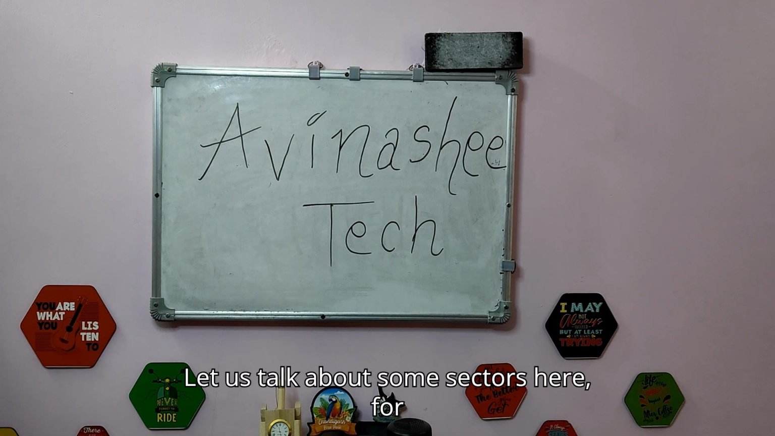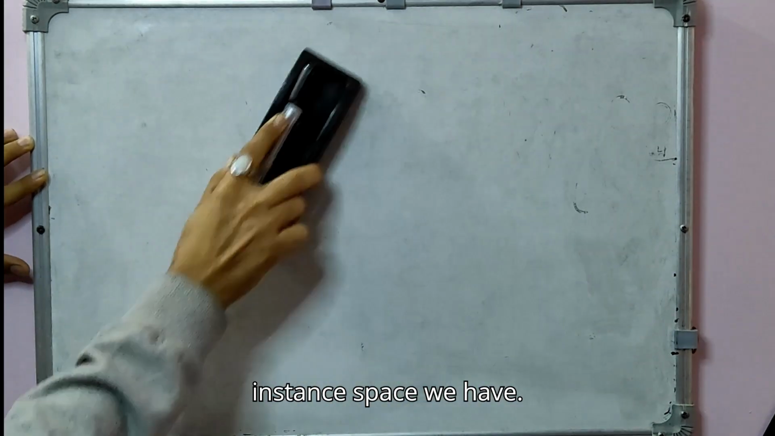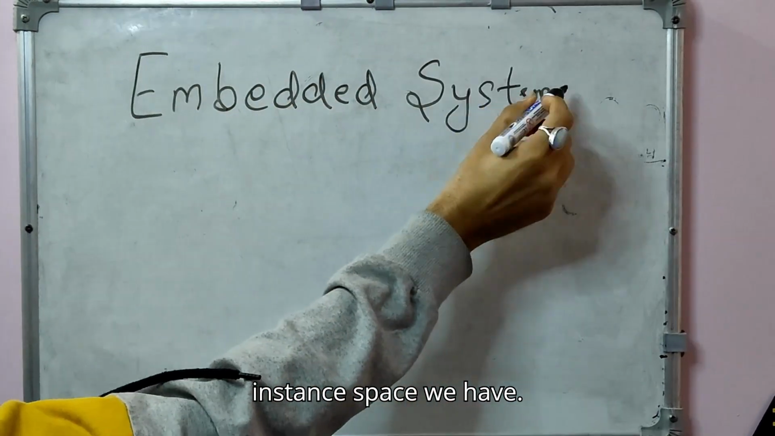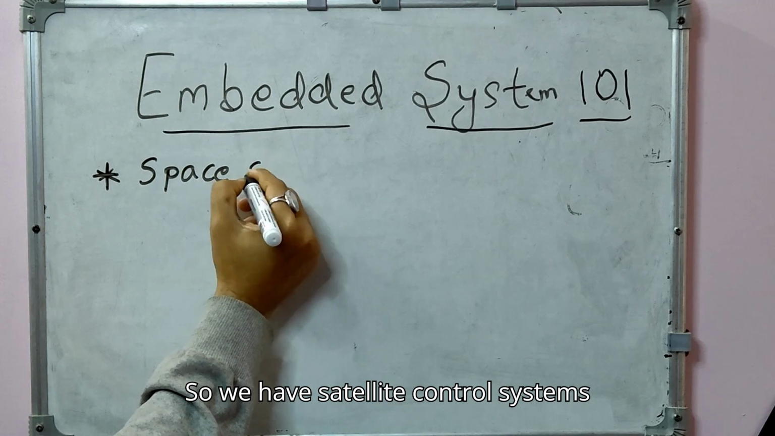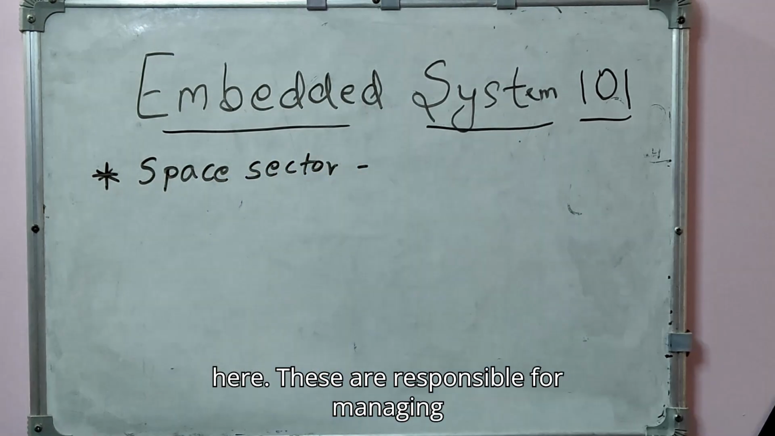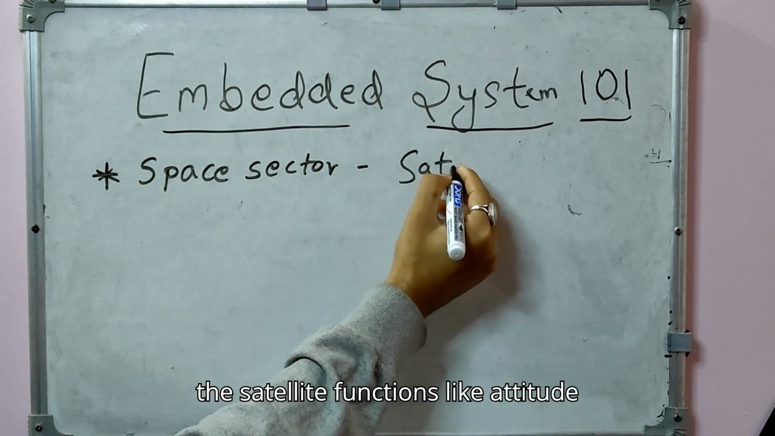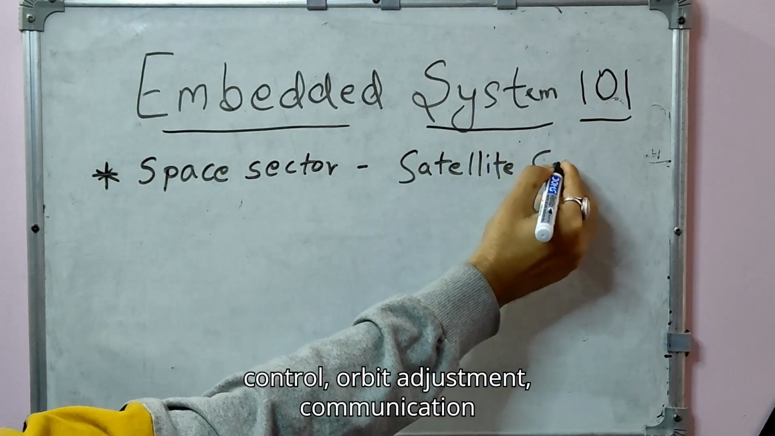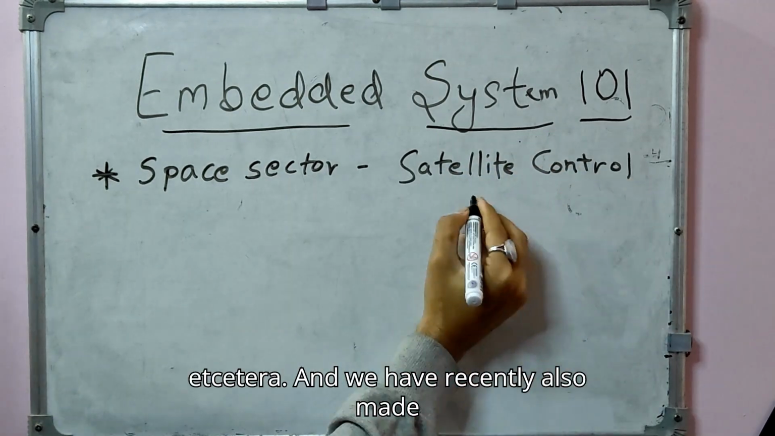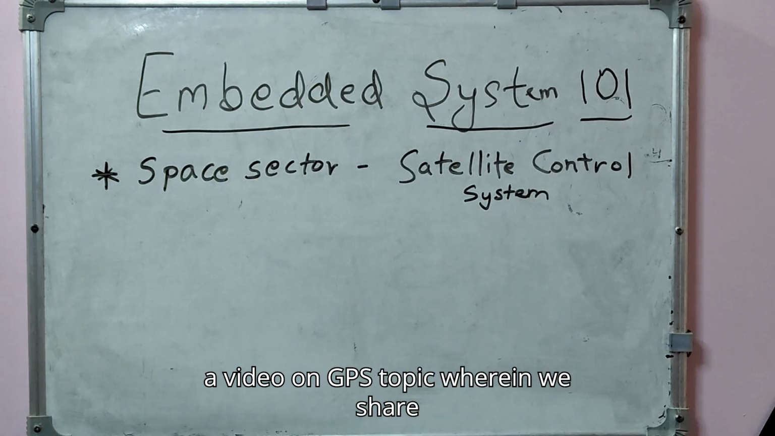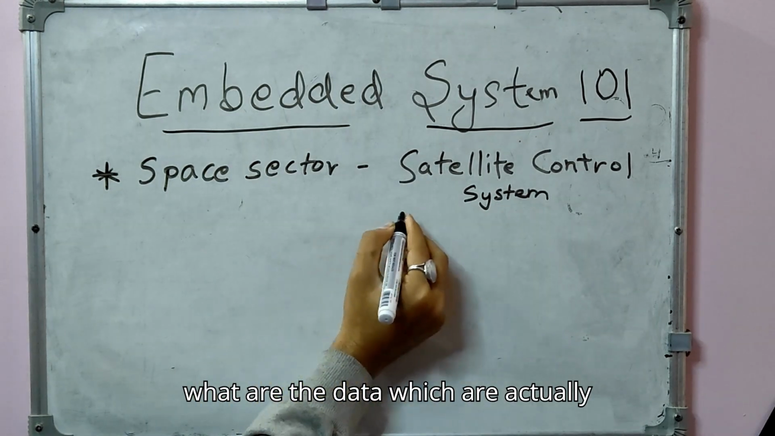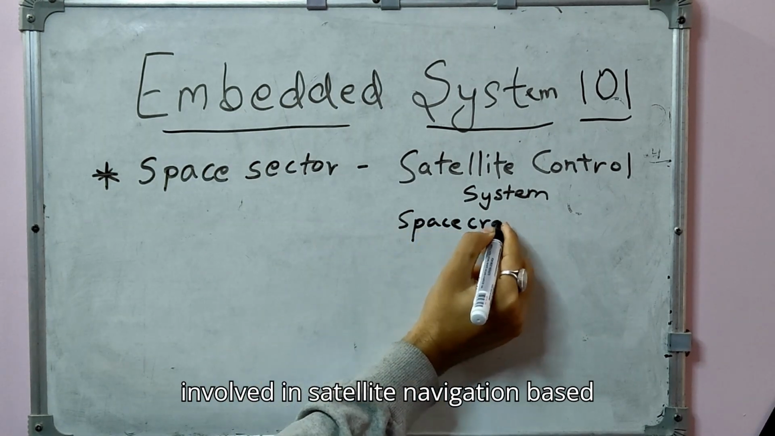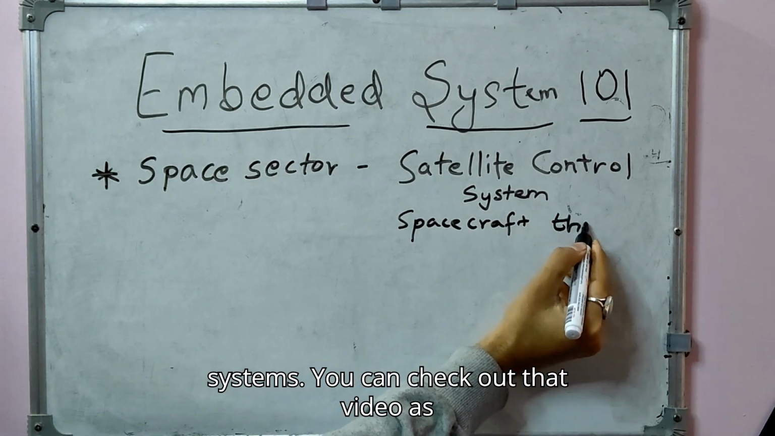Let us talk about some sectors here. For instance, space. So we have satellite control systems here. These are responsible for managing satellite functions like attitude control, orbit adjustment, communication, etc. And we have recently also made a video on the GPS topic, wherein we share what data is actually involved in satellite navigation based systems. You can check out that video as well.